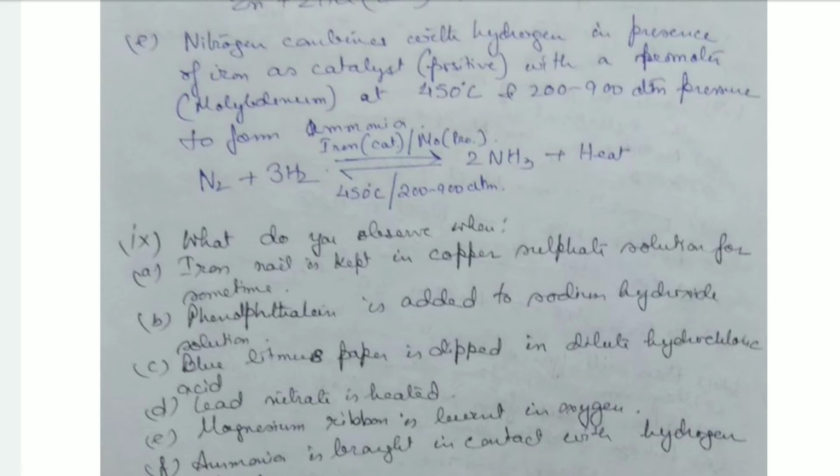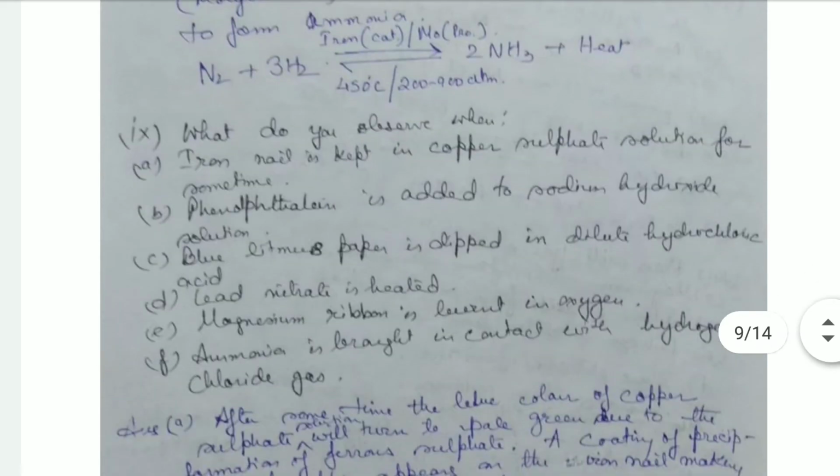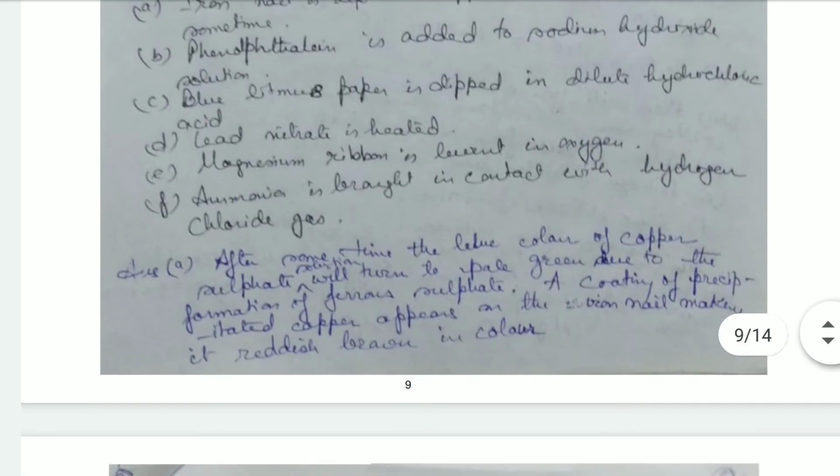Now, what do you observe when an iron nail is kept in copper sulfate solution for some time? When iron nails are kept in copper sulfate solution, after some time we can see that the copper sulfate solution, which is a blue color solution, will turn into pale green due to the formation of ferrous sulfate. Okay, so the iron in the nail will displace copper from its copper sulfate solution, and it will combine with the sulfate, forming ferrous sulfate, whose color is pale green.